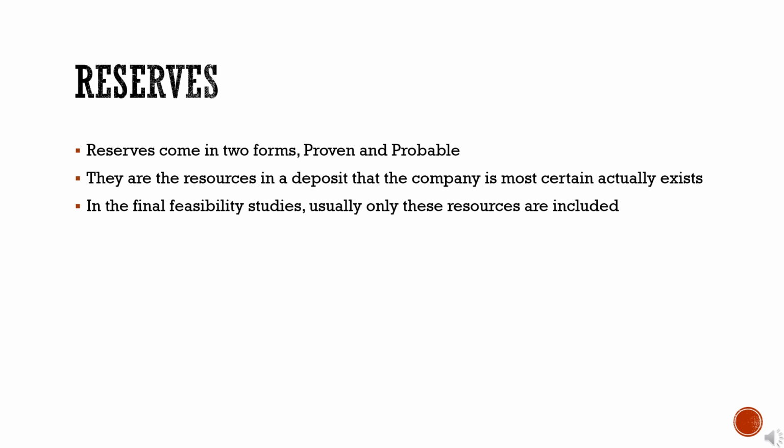Next in the family of terms, we have reserves. Reserves come in 2 forms, proven and probable. They're the resources in a deposit that a company is most certain actually exist. In final definitive feasibility studies, they only include proven and probable resources, or, we'll get to it next, measured, but it's basically the most certain, the most proven or probable resources.